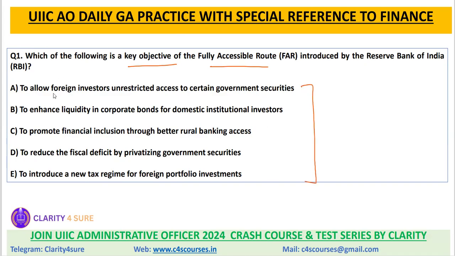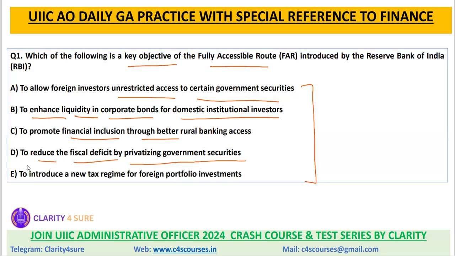In the first option, it is written: to allow foreign investors unrestricted access to certain government securities. Next is to enhance liquidity in corporate bonds for domestic institutional investors. Next is to promote financial inclusion through better rural banking access. Fourth is to reduce the fiscal deficit by privatizing government securities. And fifth is to introduce a new tax regime for foreign portfolio investments.